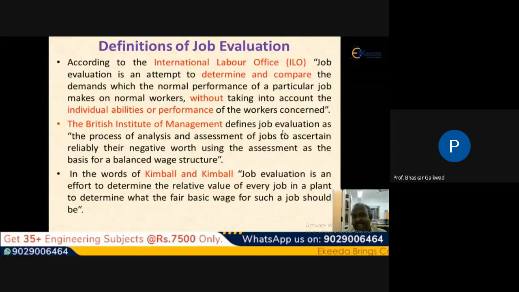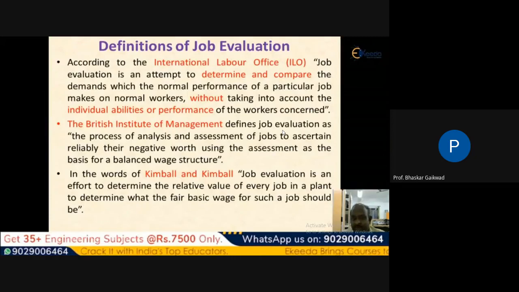For this standard job, I am going to fix a salary or a wage. Comparing to this standard, what is the performance standard of this particular labor? I am going to compare these two and pay him the wage. So that is the idea. That's why it says it is not going to take into account the individual abilities or performance. It is going to determine the standardization of a particular job. That is the definition given by the International Labour Office.